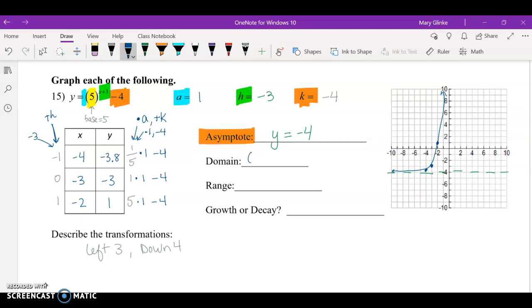Domain for exponential functions is always negative infinity to positive infinity. Range starts low at -4 and goes up forever to positive infinity. This one, our base is 5, meaning it's a growth function because it is growing over time.